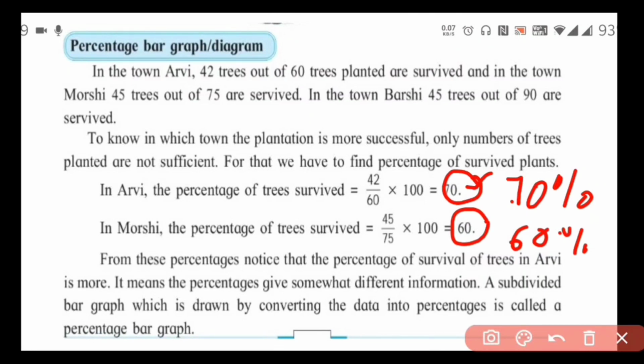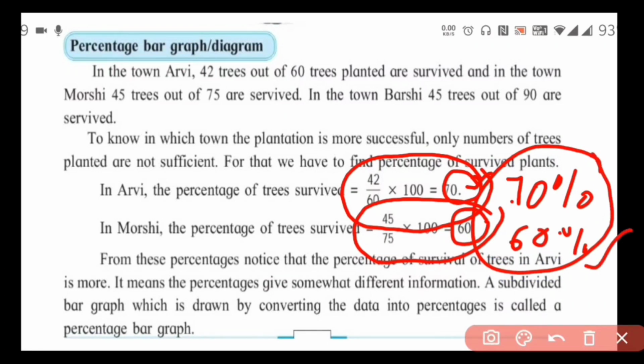So a subdivided bar graph which is drawn by converting the data into percentage is called a percentage bar graph. So a percentage bar graph is also a subdivided bar graph, but we have to convert the given numerical data into percentage first. Like here, the number of survived trees is first converted into percentage, and then we can compare that in Arvi the percentage of trees survived is more than in the town Morshi. So after getting percentage, it becomes easy to compare.